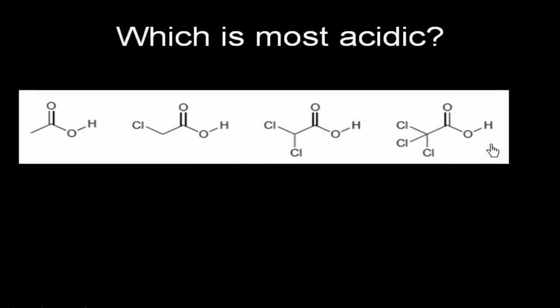Now in these cases we have to decide which proton is more acidic. So you see in this case I have one chlorine, so it can show some inductive effect. In this case I have 2 chlorine, it can show even more inductive effect. In this case I have 3 chlorine, so it can show even more inductive effect. So this case is most acidic, and this one is basically least acidic.